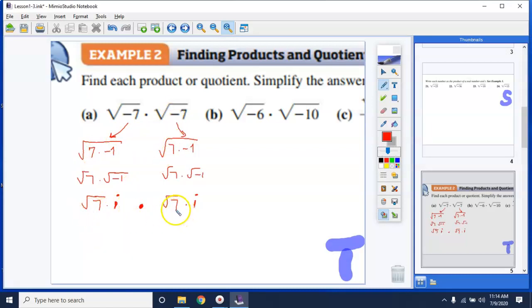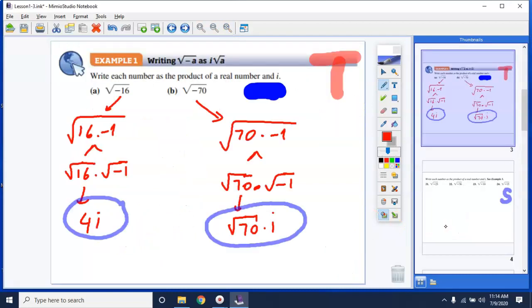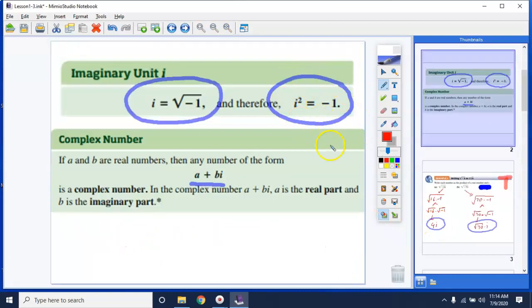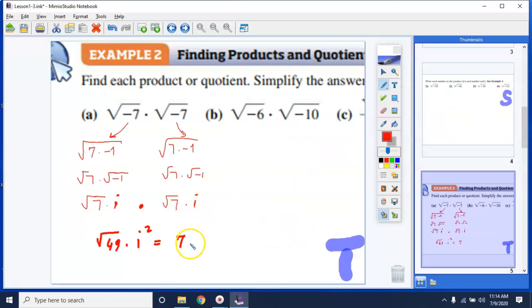Square root of 7 times square root of 7 should be square root of 49, and i times i should be i squared. I know this one, square root of 49 was 7. And remember my rule, i squared was -1. So I'm going to multiply by -1, so it should be equal to -7. That's my final answer.